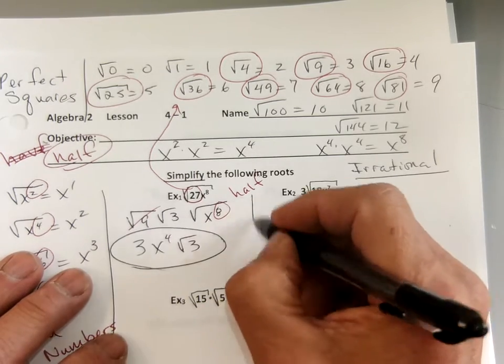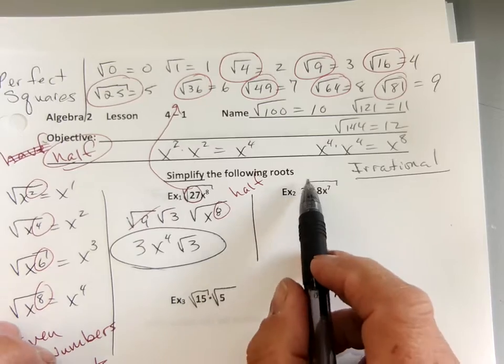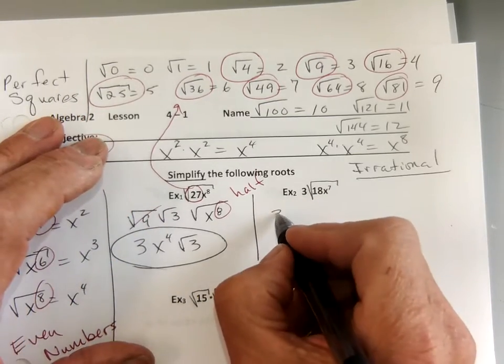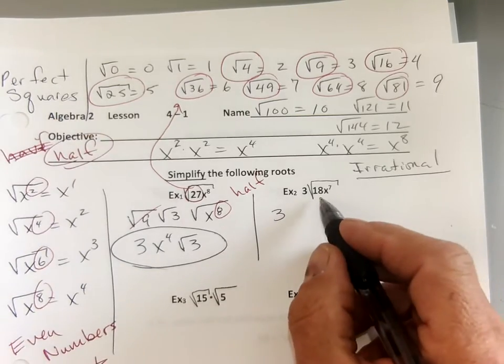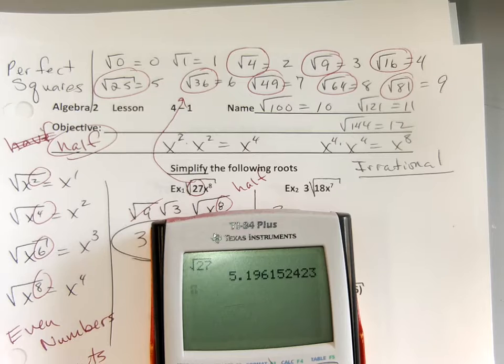Hopefully you'll remember this. Example 2. When I look at example 2, this 3 is a regular whole number 3. I'm going to leave it on the outside. It's where I want it, okay? Leave the 3 there. Now 18 is not a good number. In fact, the square root of 18, I'll show you again, square root of 18 is an ugly number.